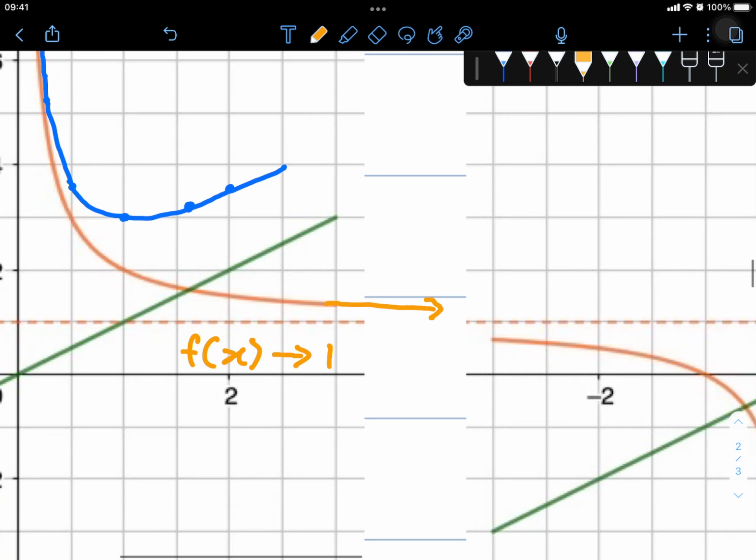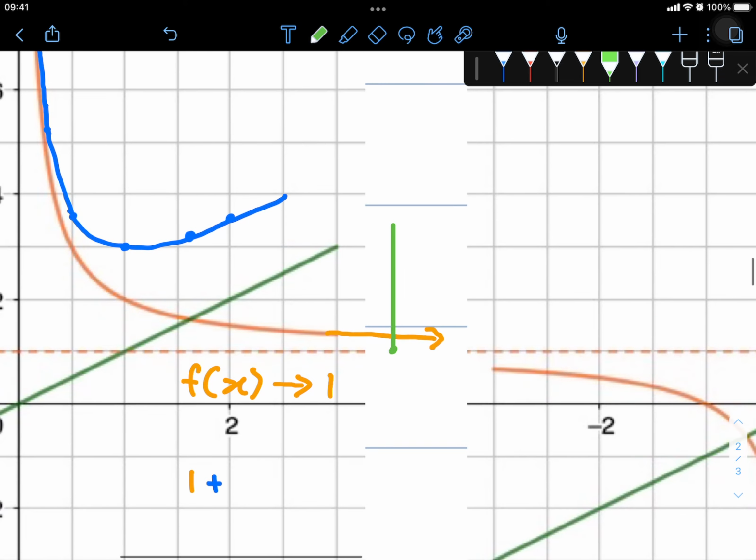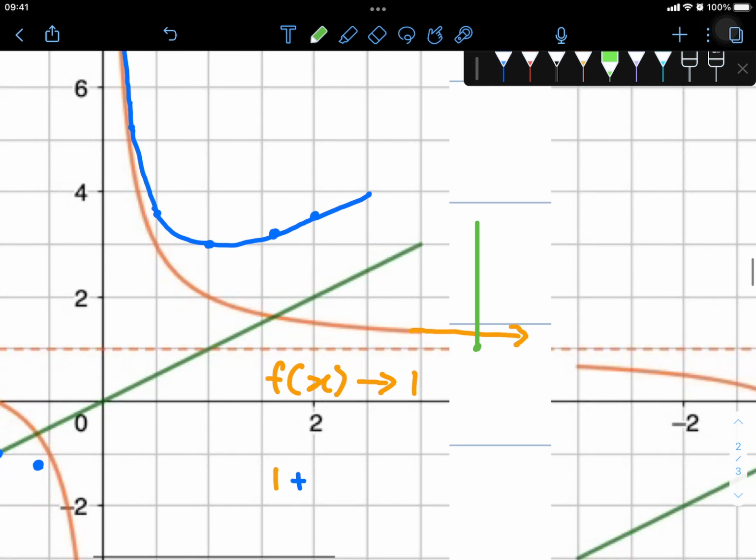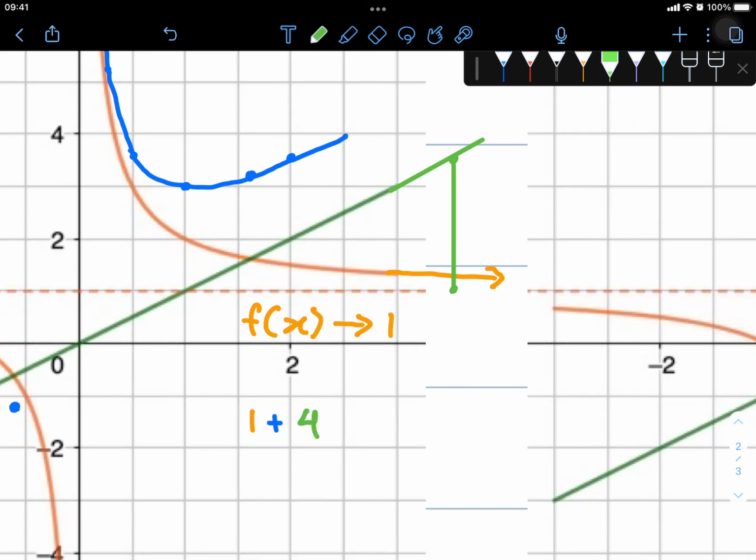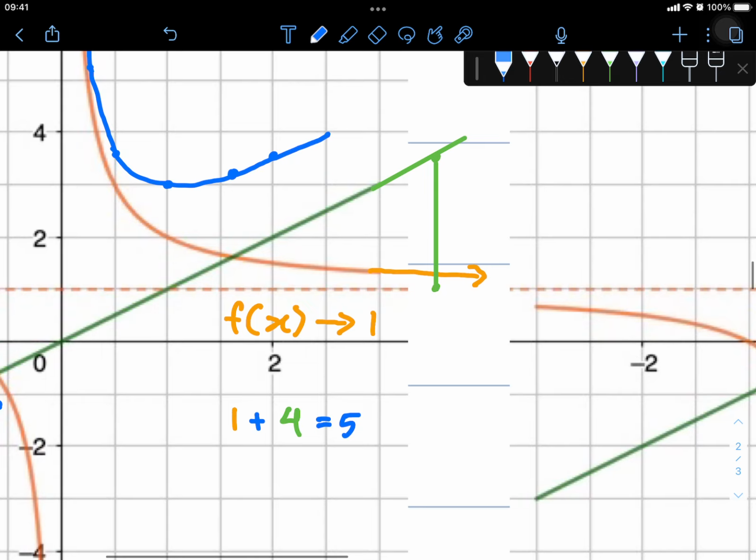So it's going to be 1 plus g. So let's say we pick some point here. At this point, let's say f is 1. But at that same point, g looks like it's going to be, since it's a straight line, let's just say for example it's going to be 4. So when we add the 1, it's going to become 5.